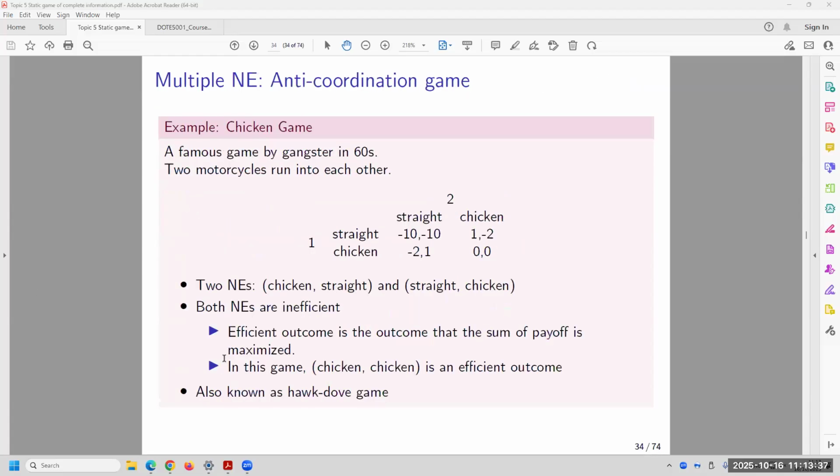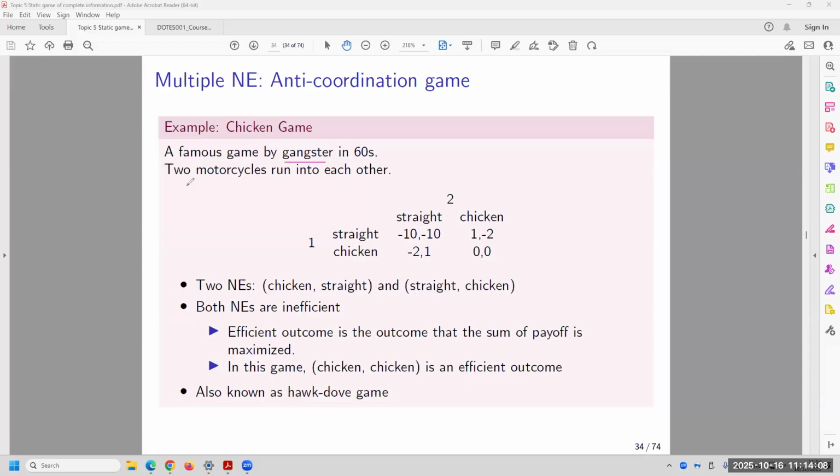So this is another game. If you see movies from the 60s, it's the chicken game, okay? Chicken in American slang means coward, means that you don't have guts and you're afraid. People would call each other chicken if you're not brave enough. And it's a game of whether you dare to do it, okay?